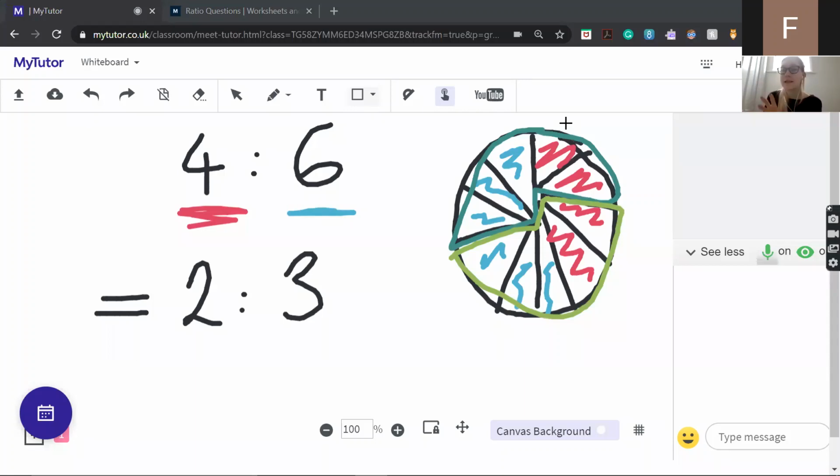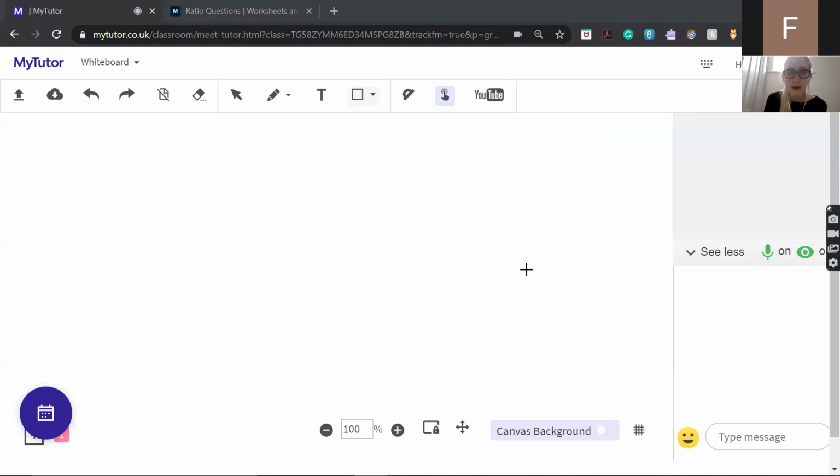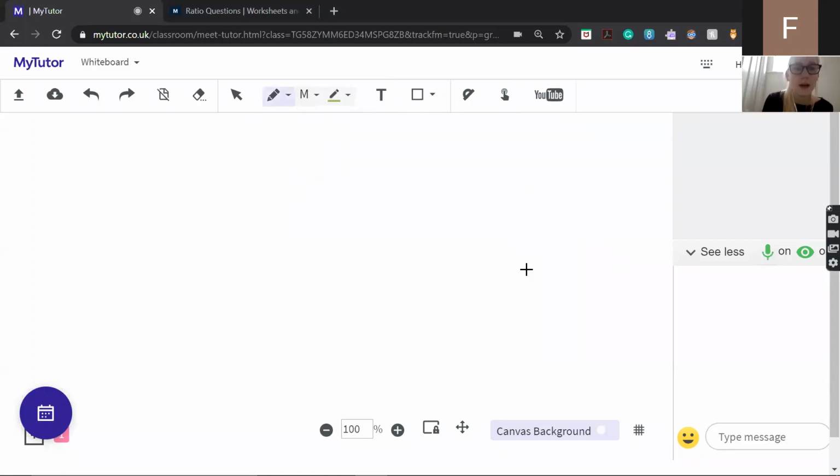If you don't understand this, don't worry, it will make a lot more sense when we do some questions and it's not just me drawing awful circles. It's basically just a way of showing how something is split. So I'll give you one more example just to demonstrate that, and then we'll jump straight into some questions.